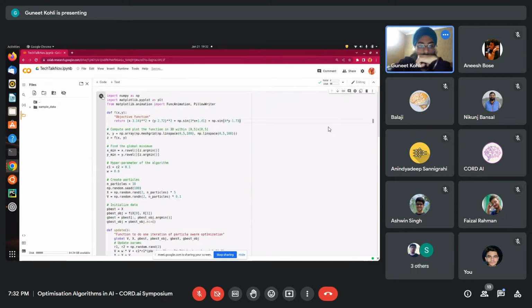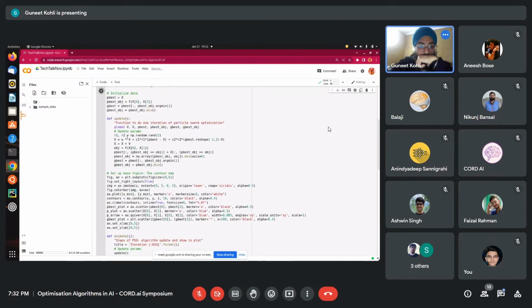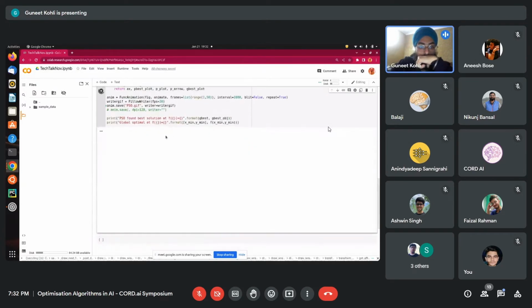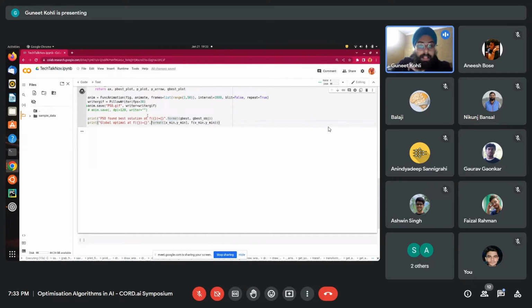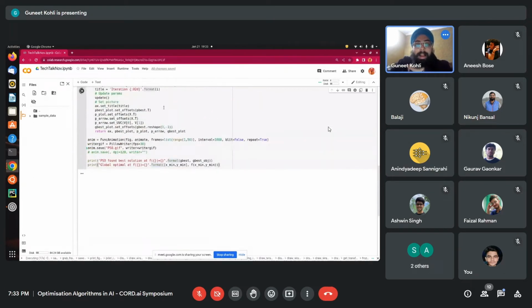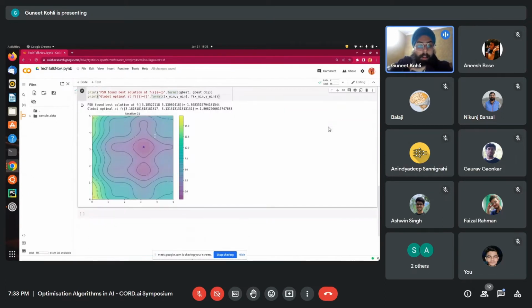If I run it, I hope I can show you the GIF. It shows what the PSO best solution was and what the global optimum actually was. It's running, and it will also save a GIF which shows you how the particles work in real life. This is the working code which will explain how the whole scenario happens. Just give me a minute. It's going to be very fast because of the setting and the function.